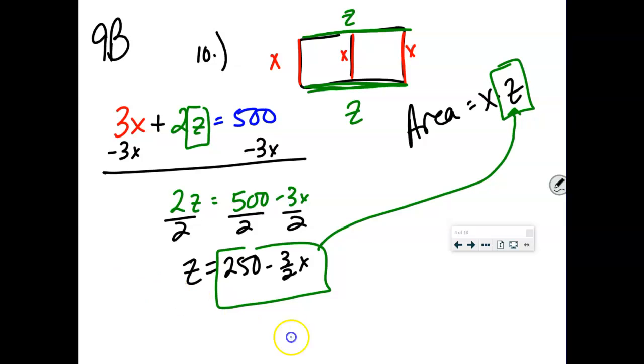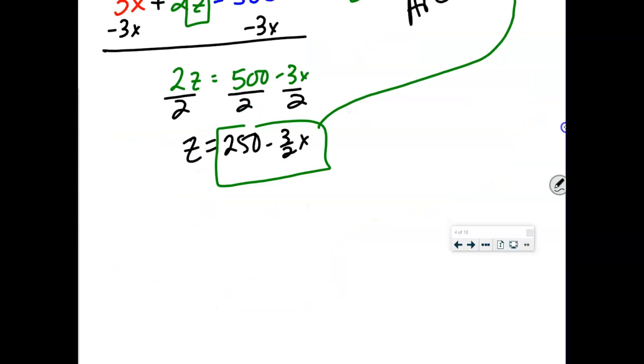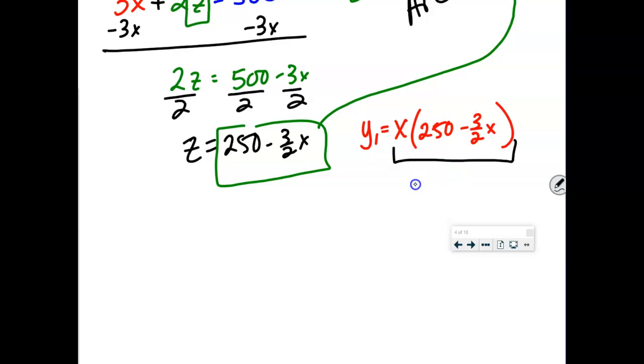Whew! Okay. So now I'm ready to talk to my calculator. And I'm going to say, calculator, I have an expression for area for you. And it looks like this. You're going to need to graph this by setting up your appropriate window, and that's kind of the challenge, but this is actually where I'm going to leave you.